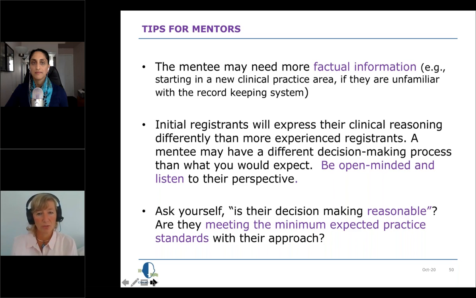Initial registrants will express their clinical reasoning differently from more experienced registrants. They may have a different decision-making process than what you would expect, but we are asking you to be very open-minded and listen to their perspective and really consider, are they making a reasonable decision about the clinical reasoning? And are they meeting the minimal expected practice standards with their approach?